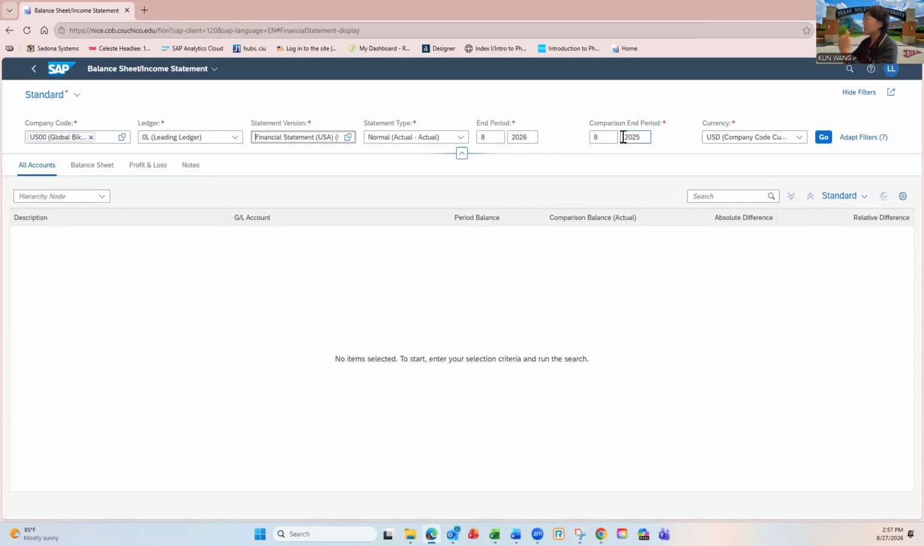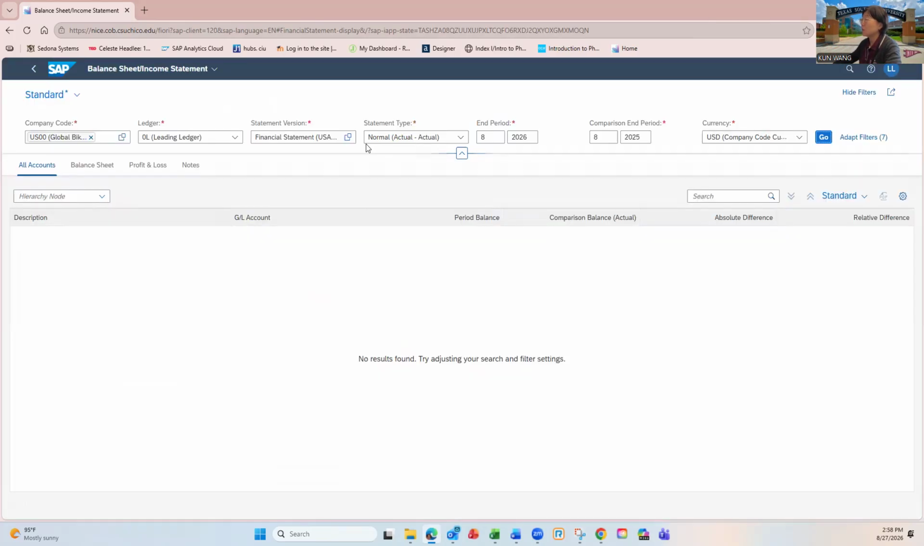And they also give you an automatic comparison period, like the same period last year. We don't have any data last year, but if you are in a real business, that gives you a quick comparison, right? So the trend for the account balance or the item over the two periods. And currency, if you don't have it, add the USD. Now I think we can click go.